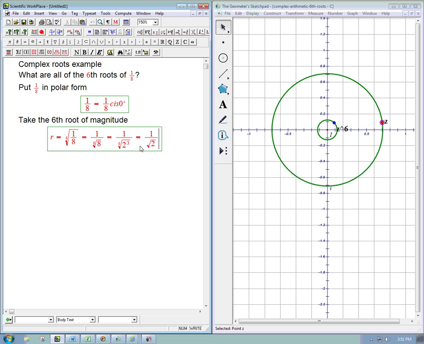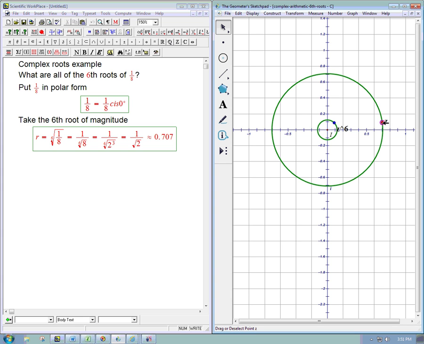And 1 over the square root of 2 is approximately 0.707, and that is how I made this circle. So I know that the magnitude of all my mystery z's, they all have to be the same, and the magnitude has to be 1 over root 2 in order so that the magnitude of z to the 6th is going to be 1/8, 0.125.